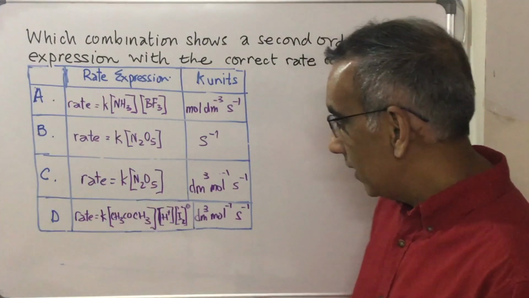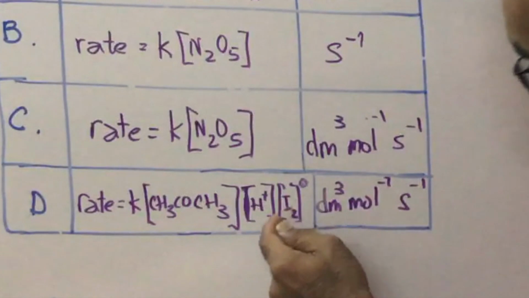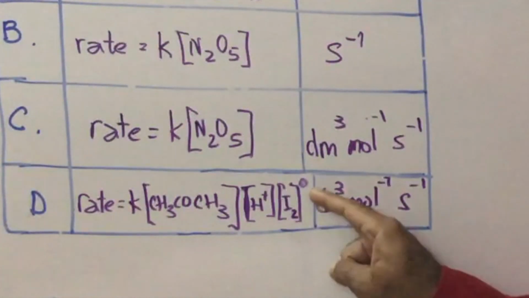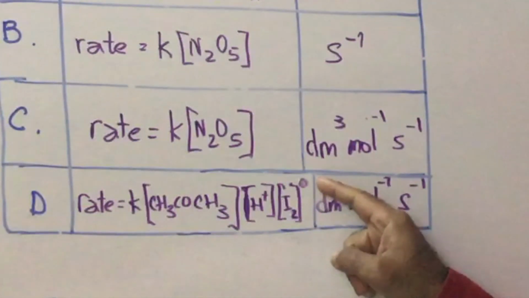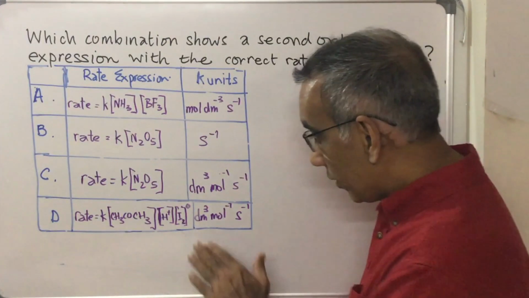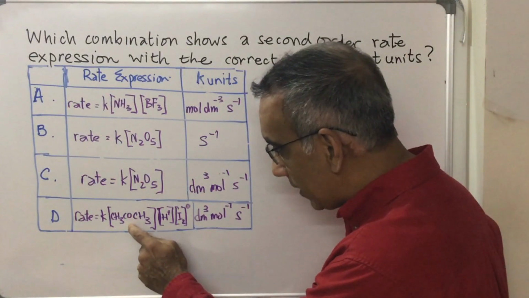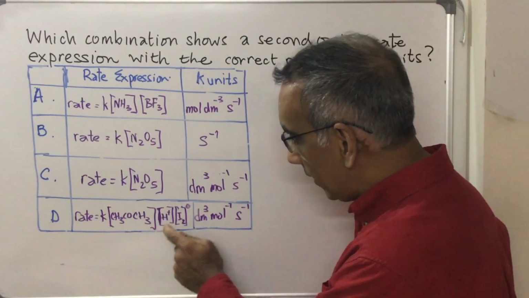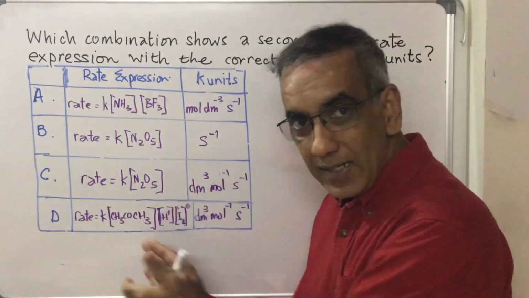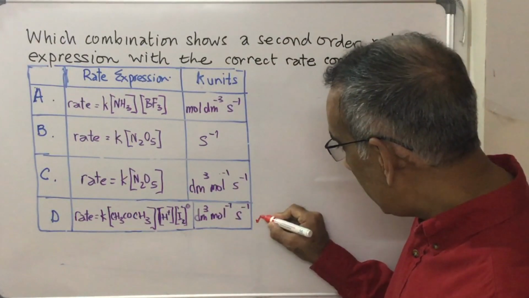Now D shows rate equals K multiplied by one molecular entity, another molecular entity, and here I2 is included, but look here. It's raised to the power of 0, which makes it 1. Any number raised to the power of 0 becomes 1. So in effect, rate here is equal to K multiplied by entity 1 raised to the power of 1, entity 2 raised to the power of 1, making this a second order reaction. So now we have two second order reactions, D and A.